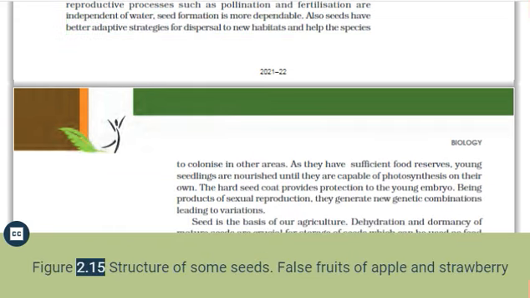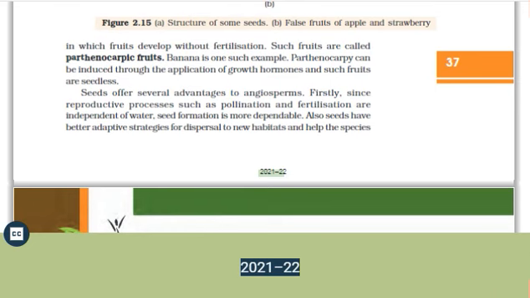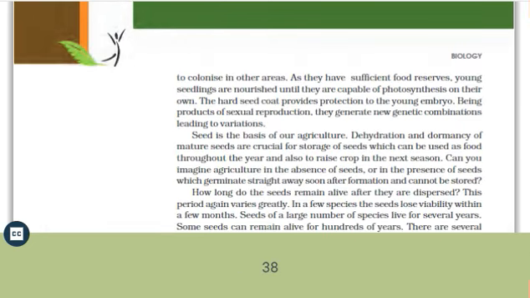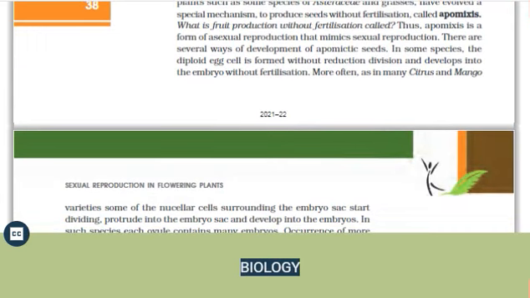Figure 2.15: Structure of some seeds. False fruits of apple and strawberry. Biology. To colonists in other areas.